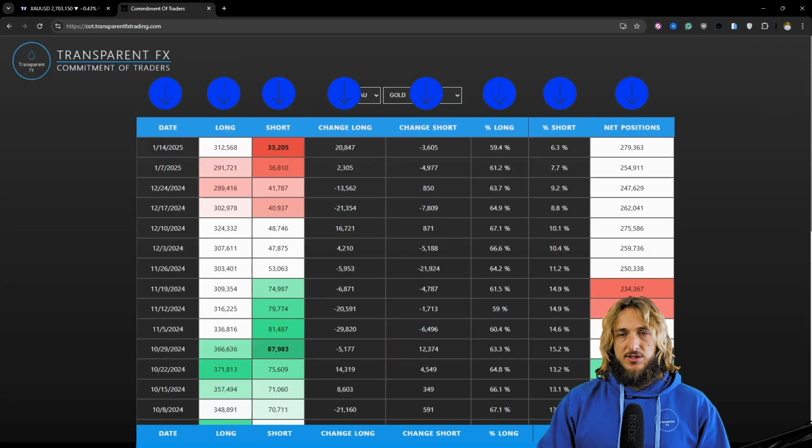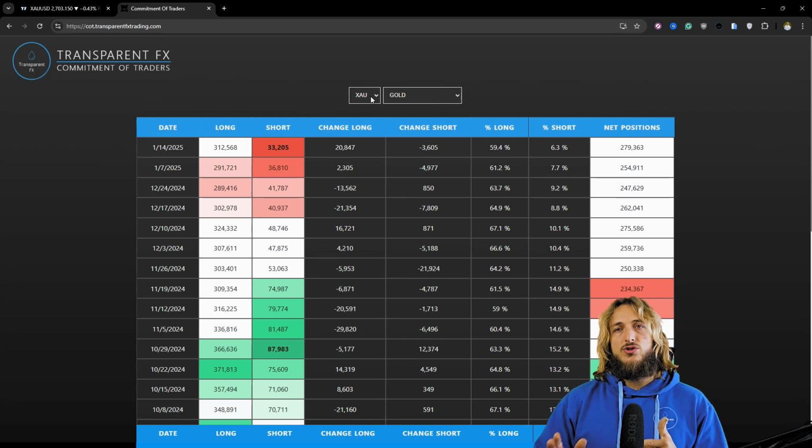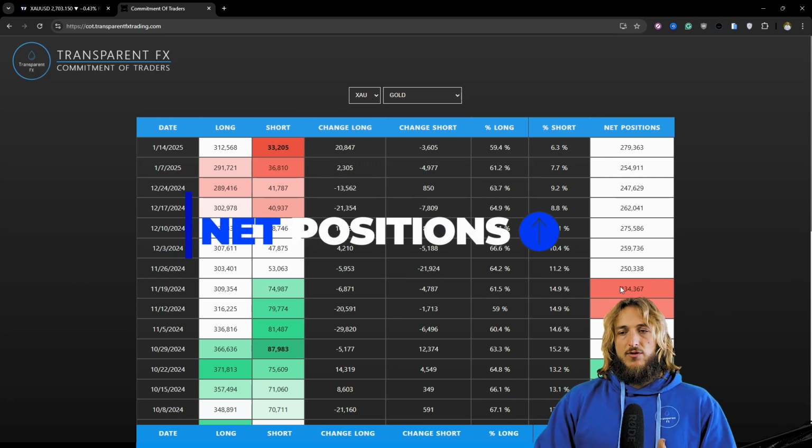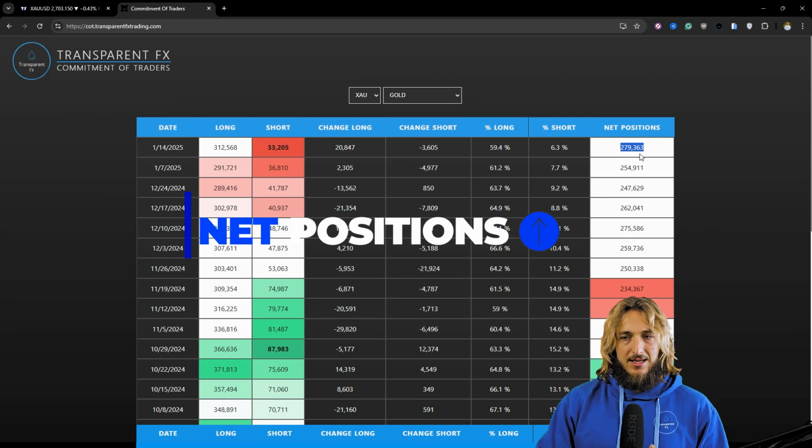So what the big players in the market are doing. Well, if we look at the data for gold, it is quite clear how institutions are now moving again back to the bullish side for gold. We went from 234K net positions all the way up to 279K net positions.